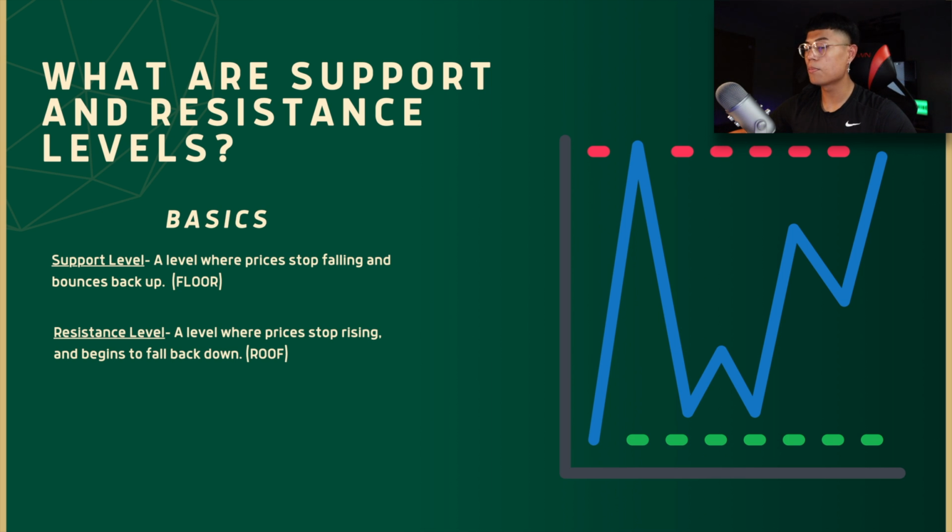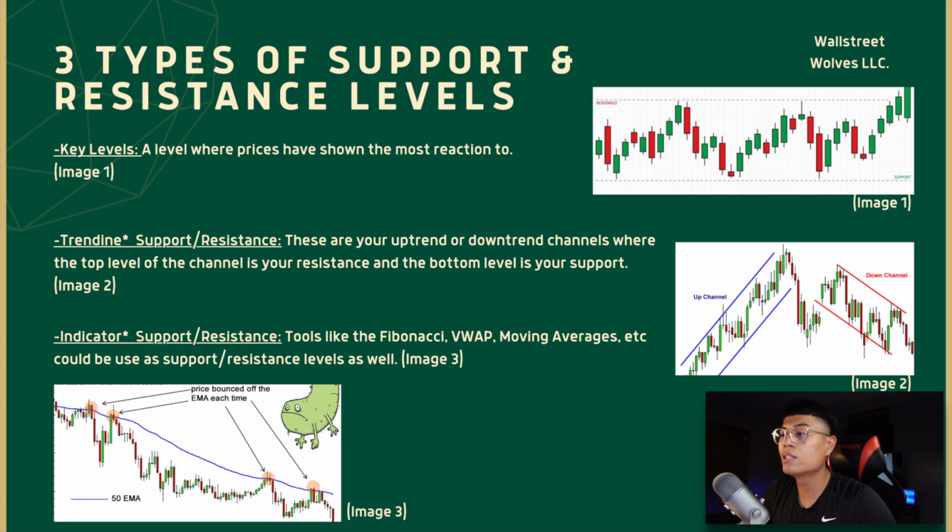Pretty simple. And I promise these slides aren't gonna take too long. I only got like 4 or 5 slides to talk about, and then we'll go over some examples. We're gonna cover the 3 types of support and resistance levels. The first one being our key levels. Our key levels are basically a level where prices have shown the most reaction.